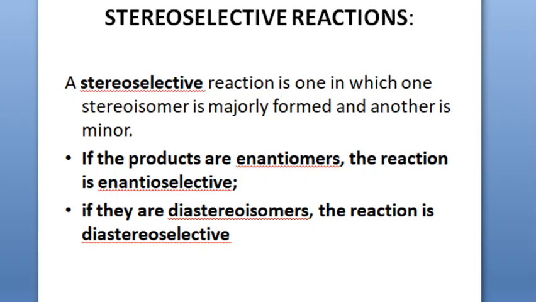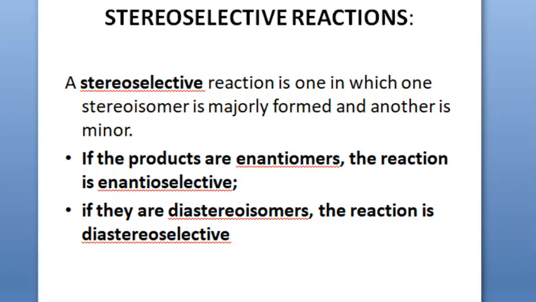For example, if cis is majorly produced and trans is less produced, or if the S compound is produced more and the R compound less, S is major and R is minor, then such a reaction is a stereoselective reaction. Trans is majorly formed and cis is minorly formed, trans is 90% and cis is some 10%. Such reactions, where there is a difference in the quantities of stereoisomers produced as products, are stereoselective.